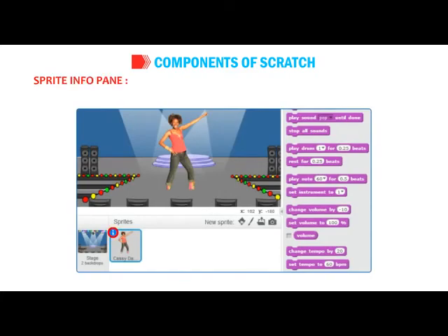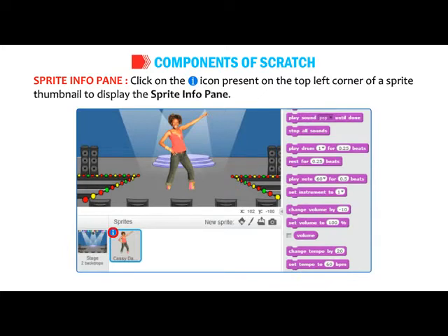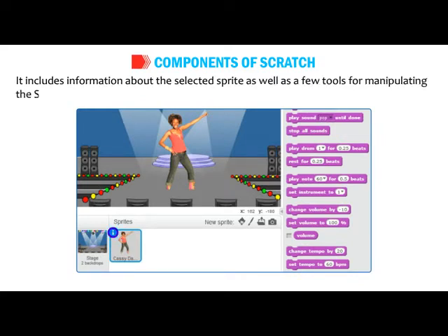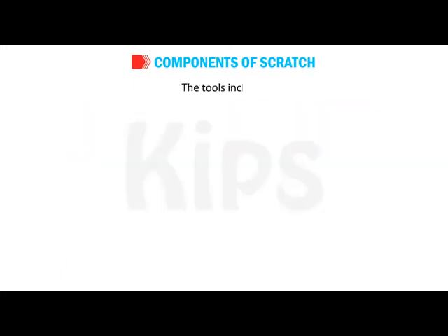Sprite info pane. Click on the info icon present on the top left corner of the sprite thumbnail to display the sprite info pane. It includes information about the selected sprite as well as few tools for manipulating the sprite. The tools include Sprite Rotation Style buttons.